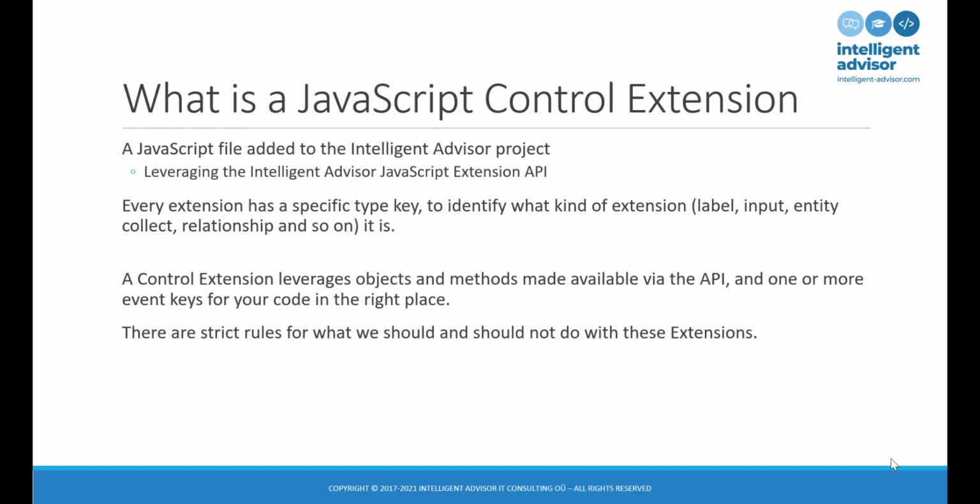When we talk about a control extension, we're talking about a JavaScript file added to the resources folder of your Intelligent Advisor project. This file must conform to the extension API. That is, there's a structure, a basic layout of the file that you have to conform to. Each file has a specific type key, which helps you identify what the file is for. Within the extension, since it's JavaScript and since the API gives us access to them, you'll be able to access objects and methods such as the interview object, such as the control object, depending on the kind of extension that you're building. There are strict rules in place for what we should and shouldn't do with an extension.